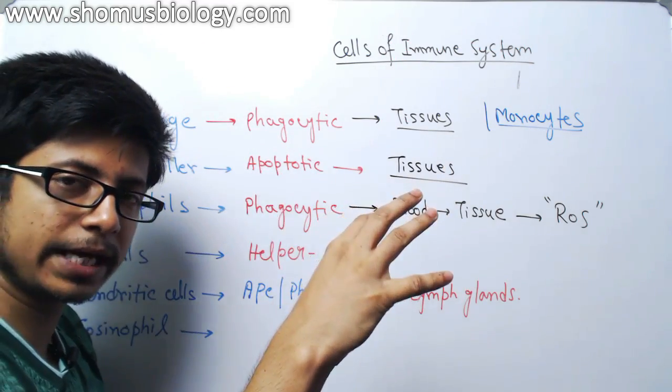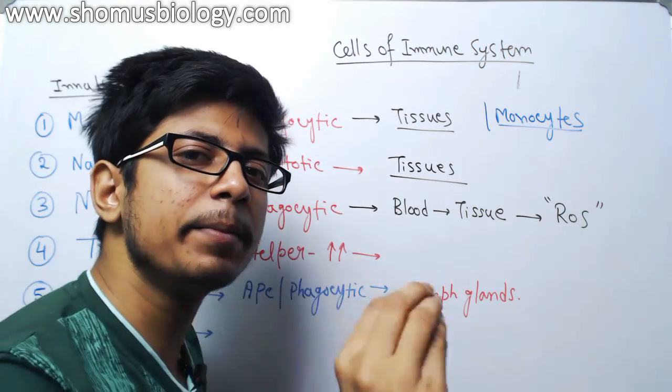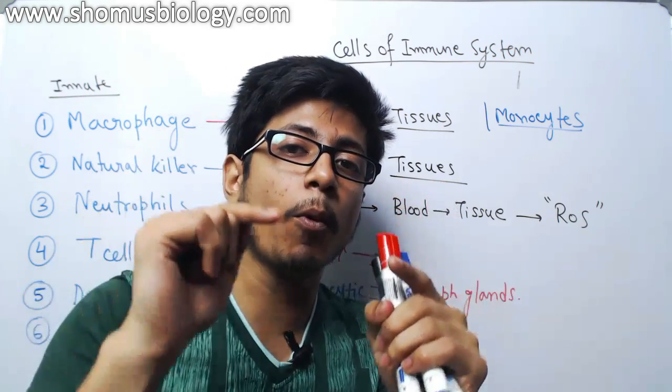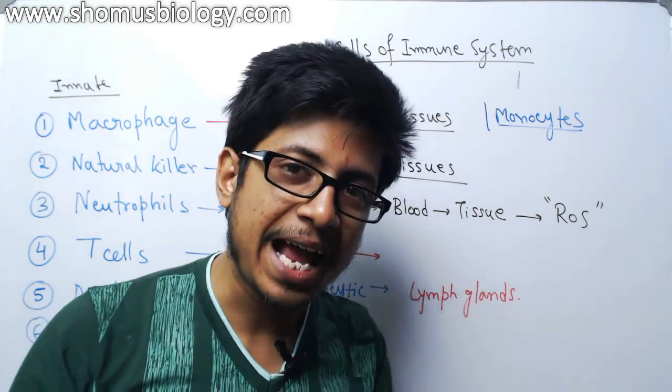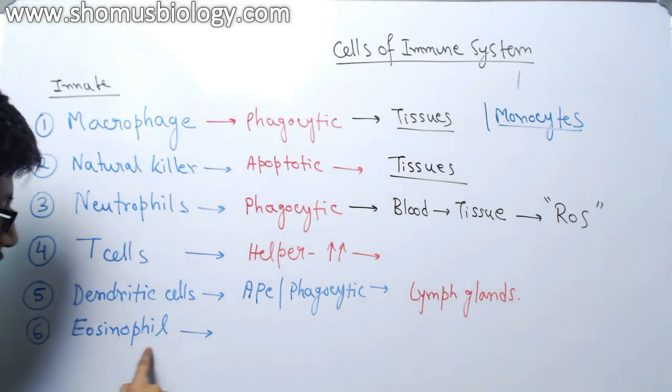They interact with those antibody-coated worms, and start secreting and releasing certain chemical factors that will create pores in the body of the worm. As a result, the worm will be killed. That is the job of eosinophil.